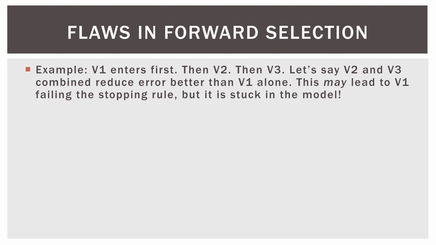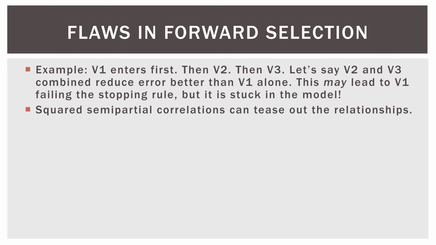Now, for example, let's just use 3 generic variables for now. So variable 1 enters the model first, then variable 2, then variable 3. Let's say, for the sake of argument, that variable 2 and variable 3 combined reduce error in the model better than variable 1 alone. This may lead to variable 1 failing the stopping rule, but it is stuck in the model. So you can see how this inflexibility is a flaw in forward selection.